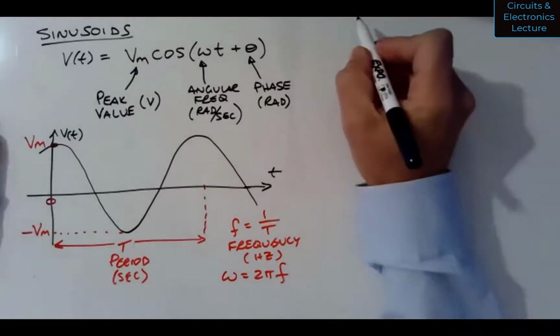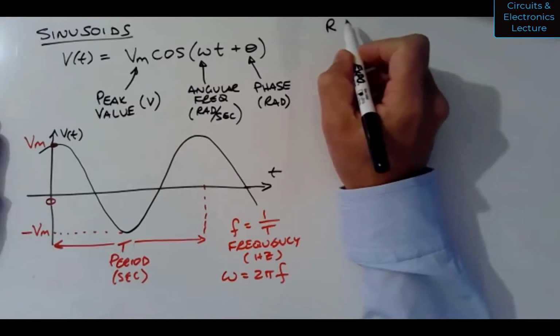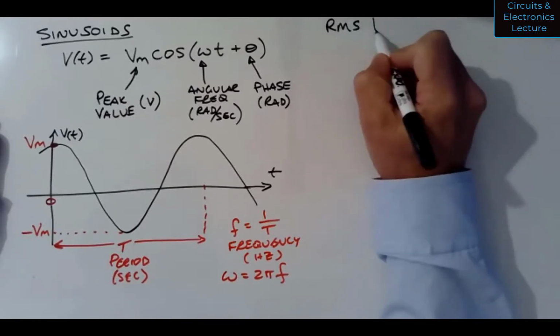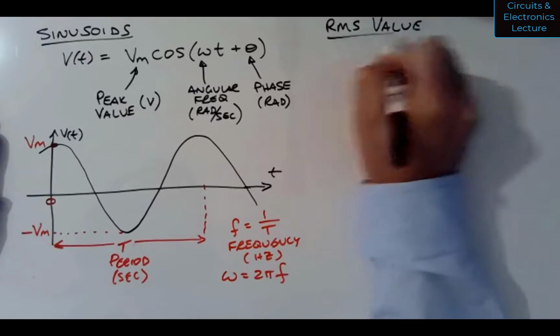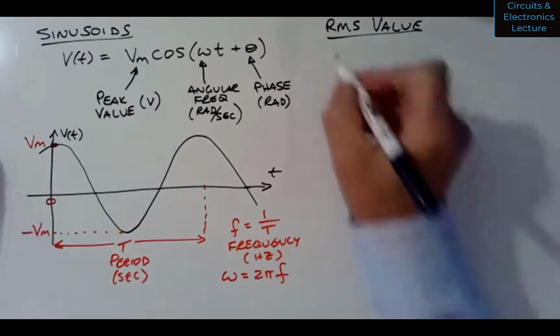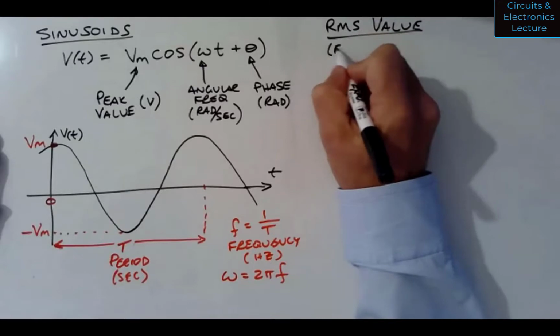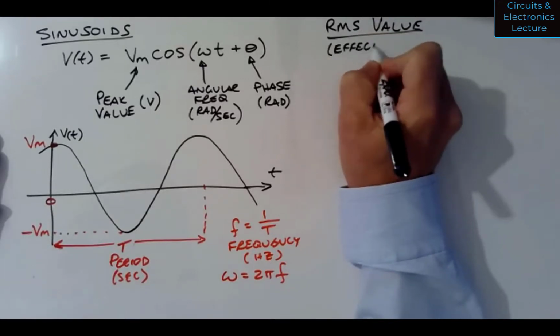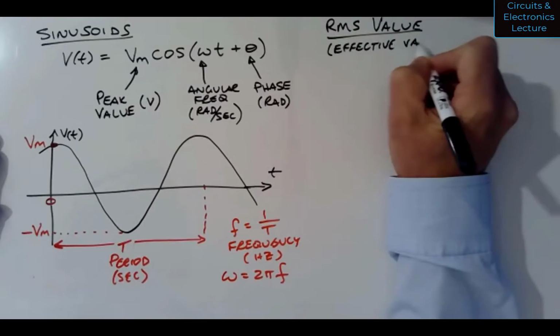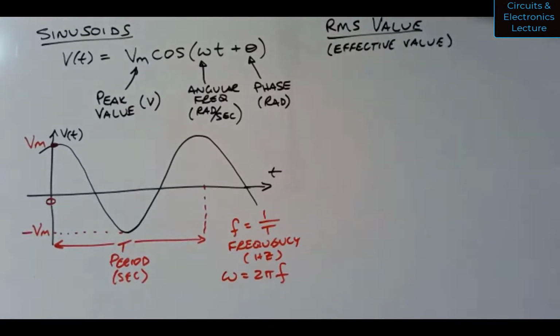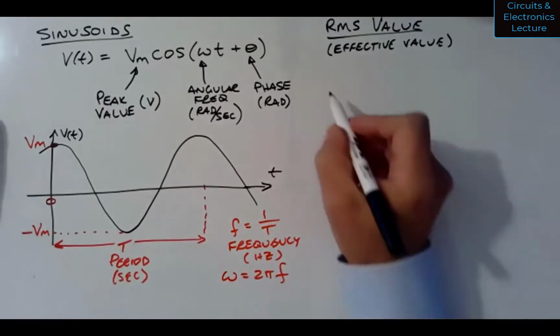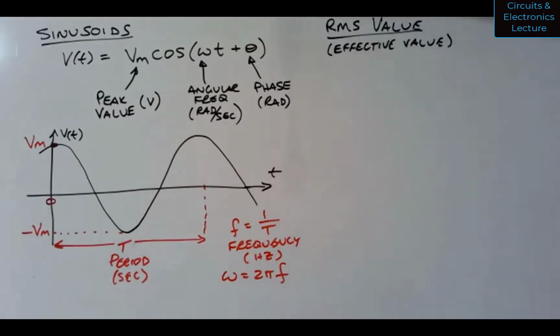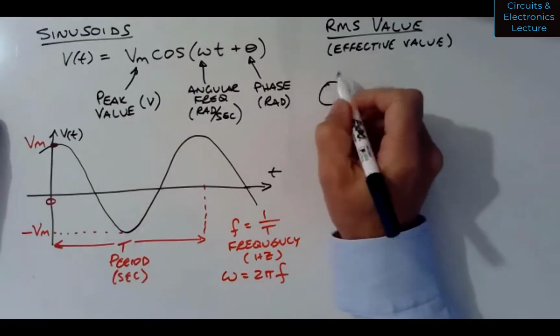There's one other term that is actually very practical, and it's the RMS value. This is also called the effective value. Let me show you what it means before I tell you the formula for it. Let's compare a DC source to an AC source and its ability to deliver power to a resistor.